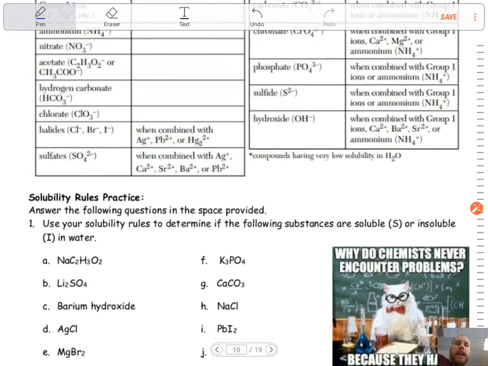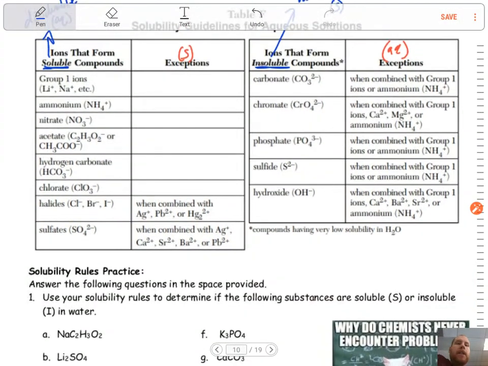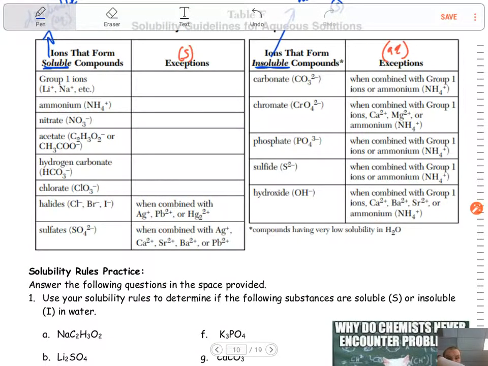So you draw the line and you look for capital letters. What I typically do when I'm trying to figure out whether something is soluble or insoluble is look at my anion, because most of the ions listed here are negative, they're anions, so that's the piece I'm going to look for. Group 1 ions are positive, and so is ammonium.